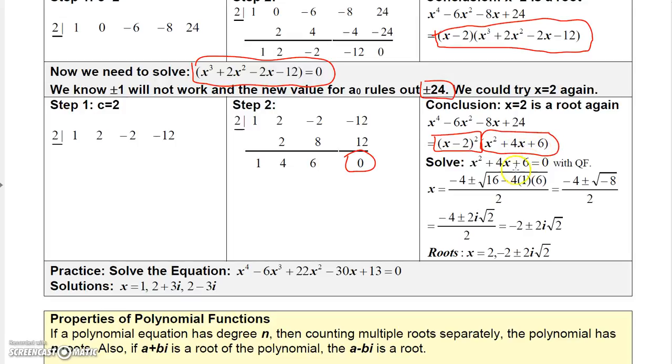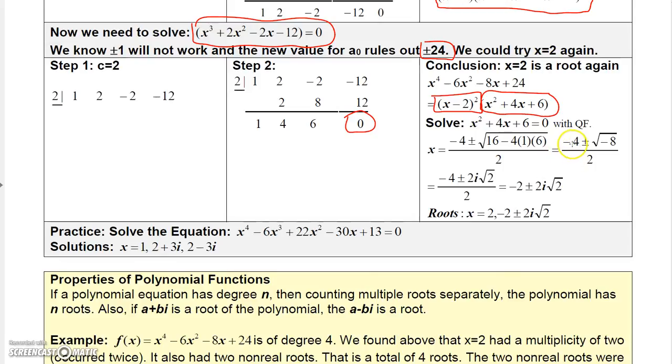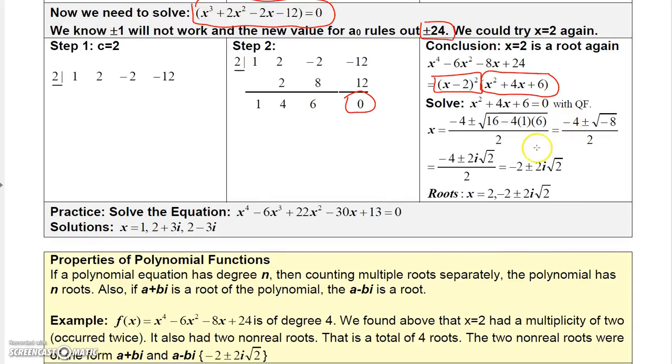So now to solve that, I just need to get the rest of the answers, I just need to solve that quadratic equation. And when you solve this quadratic equation this time, using the quadratic formula, you're actually going to get 2 non-real numbers. So you get 2 real roots, 2 and negative 2. I got using synthetic division, and I'm sorry, I didn't get negative 2, my bad. I got 2, but I got it twice using synthetic division. And then the other roots were the 2 non-real roots, minus 2 plus or minus 2i square root of 2.